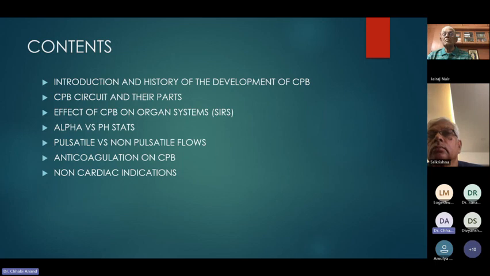Versus non-pulsatile flows, anticoagulation on CPB, and non-cardiac indications of CPB.